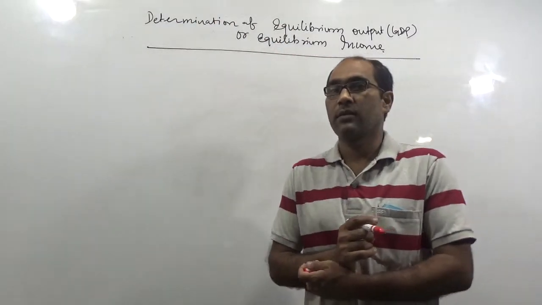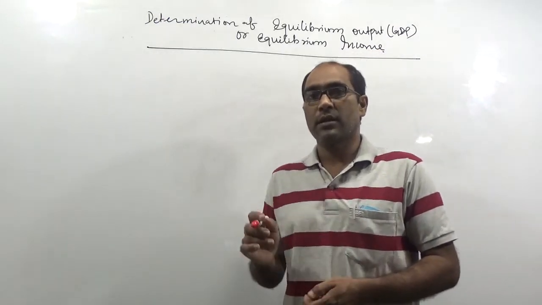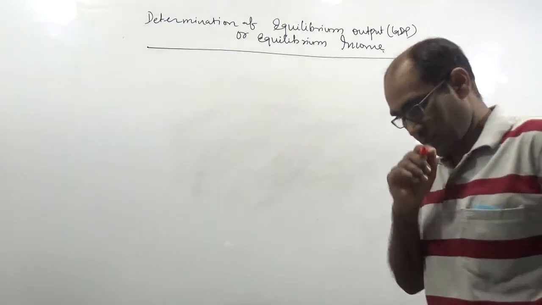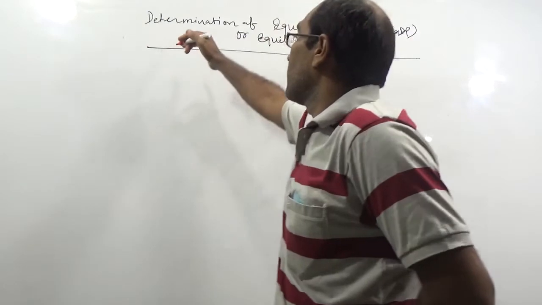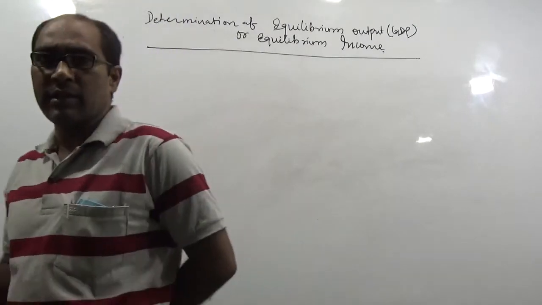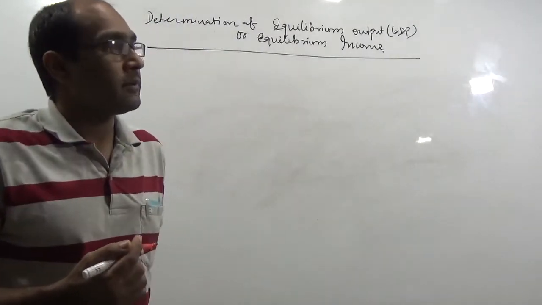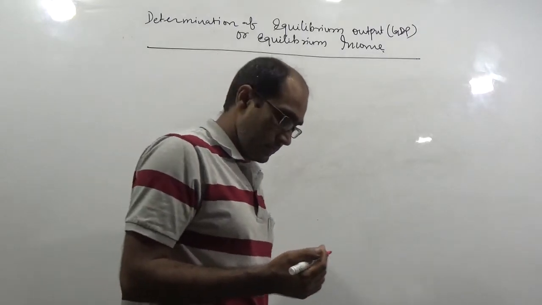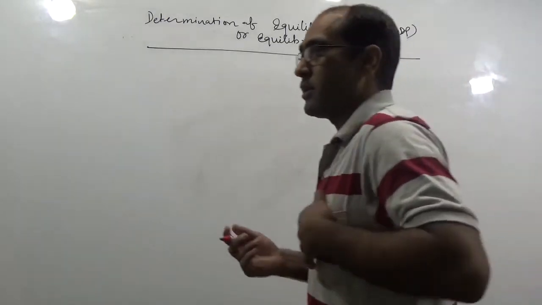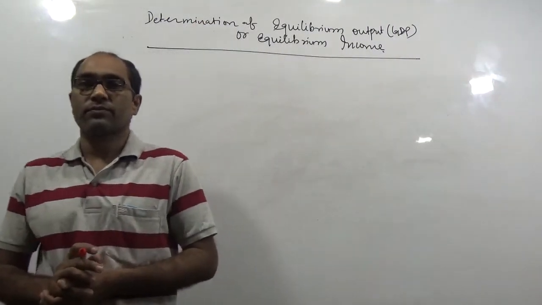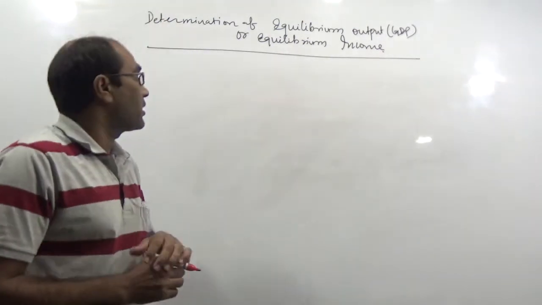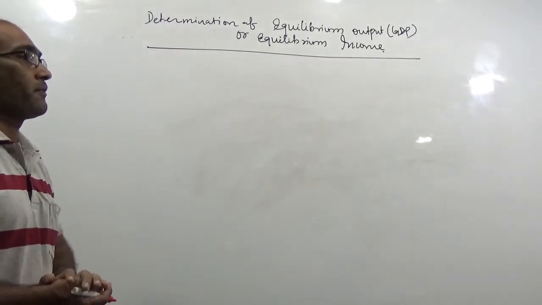Today we are in the continuation of the concept of equilibrium output or GDP. Dear student, today we have to deal with the determination of the equilibrium level of output, that is GDP or equilibrium income. Since we started the concept of equilibrium in our previous class, right now we are able to study the determination of equilibrium.